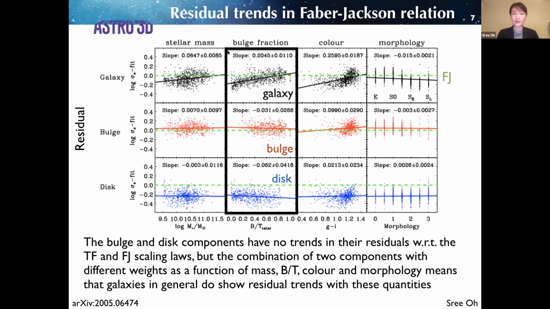Let's focus on the result for the bulge fraction. Here, the galaxies show residual trends in the Faber-Jackson relation with the bulge fraction. That is, the high B/T galaxies lie on the Faber-Jackson relation, whereas low B/T galaxies are apart from the fiducial Tully-Fisher and Faber-Jackson relations. However, the bulge and the disk components have no trend in their residuals with the bulge fraction or with any other galaxy properties. Therefore, the combination of bulge and disk components generates the residual trends in the galaxy scaling relations.